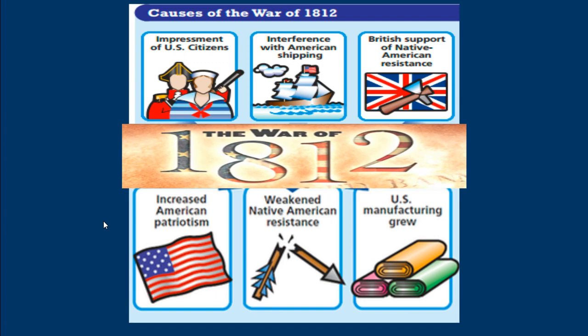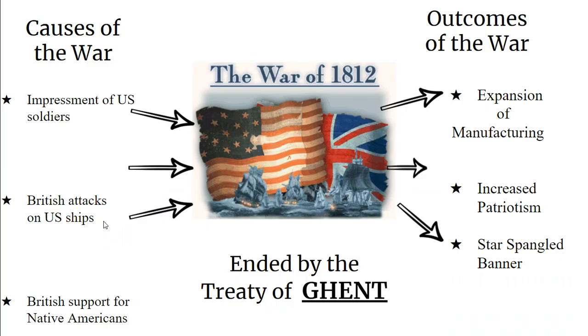The big impacts here of the war are what we mainly focus on for the War of 1812. And besides having increased American patriotism or nationalism because of this victory, there's weakened Native American resistance. So from this point forward, Native Americans will have very little ability to take on the U.S. government as an equal enemy. And lastly, here, the big one, U.S. manufacturing grew. If we look here on our outcomes of the war, we see the expansion of manufacturing. This is going to have a huge impact on the U.S. economy.